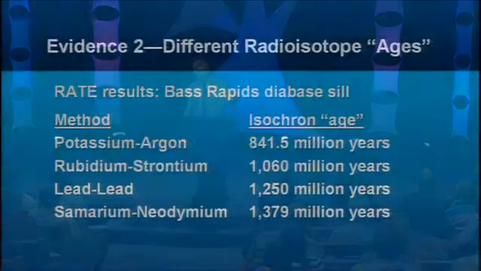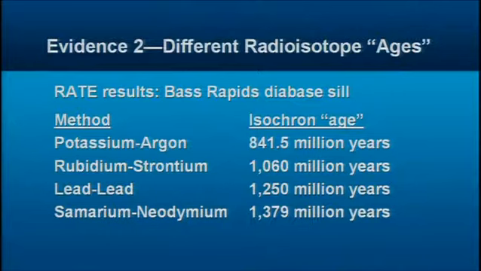The potassium-argon result was 841.5 million years. The rubidium-strontium, 1,060 million years. The uranium-lead was 1,250 million years. And the samarium-neodymium, 1,379 million years. Do any of those agree with one another? Maybe there's an option E, none of the above.